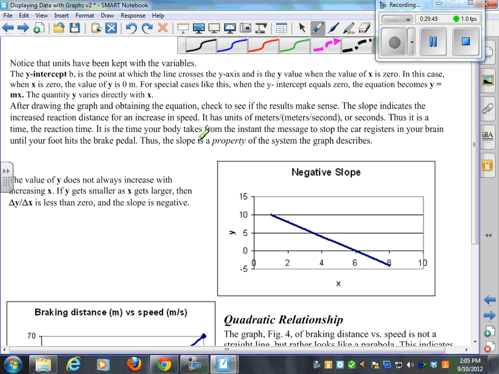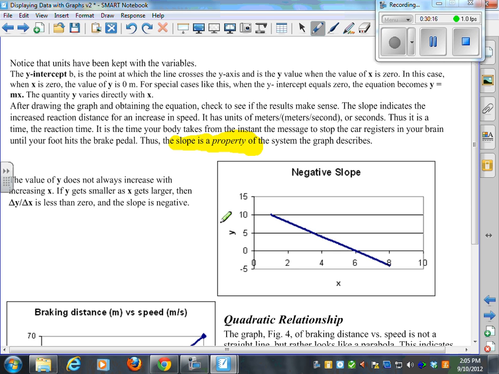Now, what do I mean by that? It means that the slope has a meaning. In this case, the slope refers to the reaction time. Every slope has a meaning unless it's made up numbers. I will be expecting you to be able to come up with the meaning of the slope. I haven't given you that skill yet, but I'm just giving you some warning here. We'll get to it. In this case, though, the slope is reaction time.